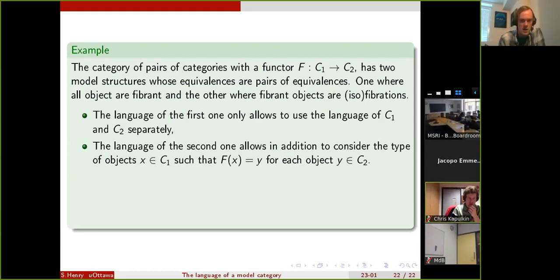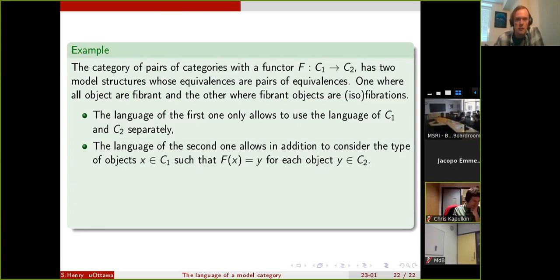And the second language is a bit richer, and it lets you talk in addition. So if you have an object in the target, if I have an object in C2, I can look at the type of object that are sent. If I have a Y in C2, I can look at the type of all X which are sent to Y. And so I can, for example, ask if there is an object that is sent to Y exactly and not up to isomorphism.